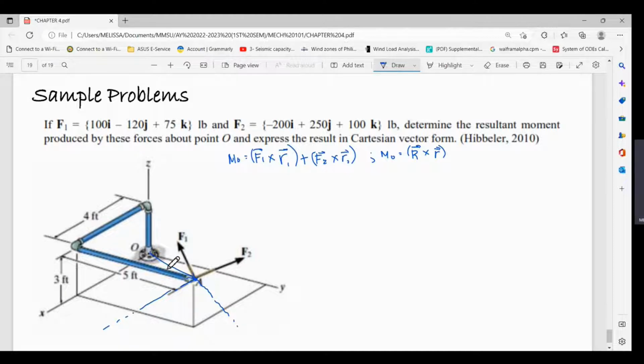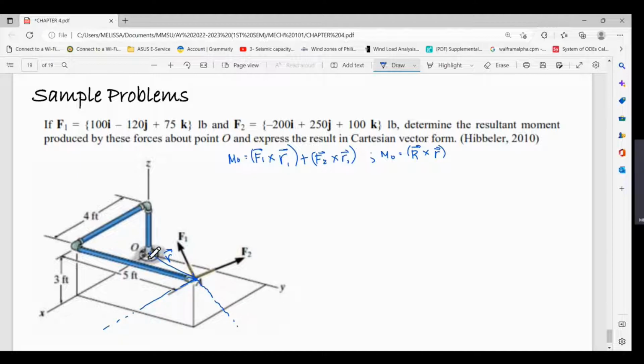Diba? Ayan na yung magiging position vector R ng dalawa. Why? Because F1 and F2 are intersecting at a common point. And we can assume that the line of action of F1, let's say this one, ayan. And yung position vector natin is intersecting din dito sa point na to. Also with F2, ito yung line of action niya.